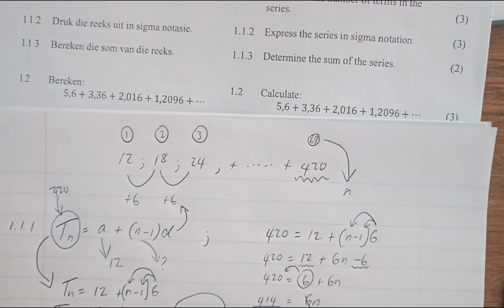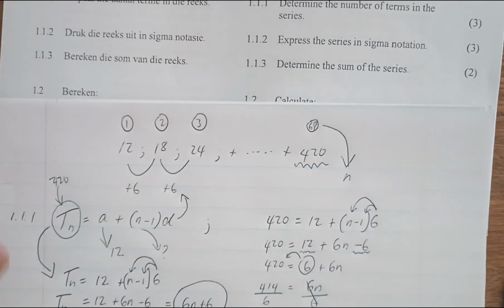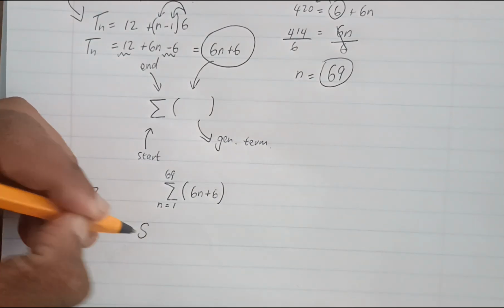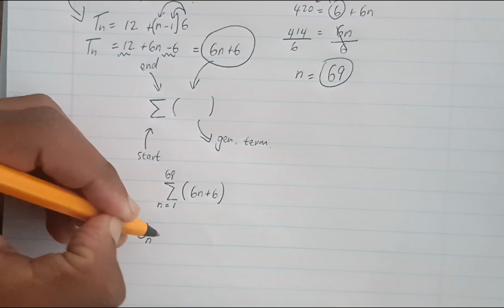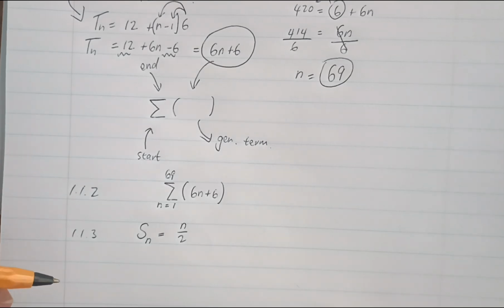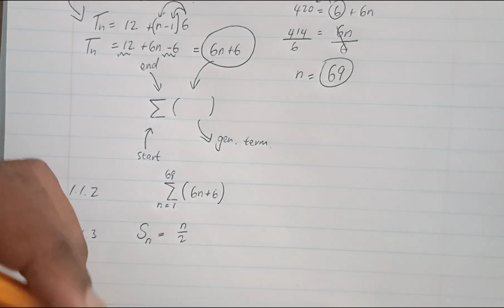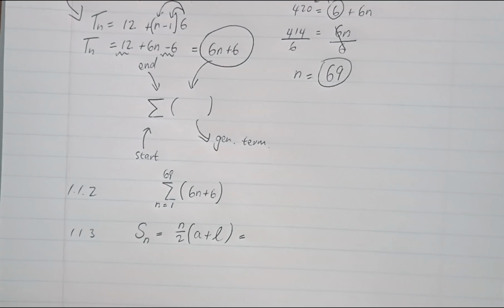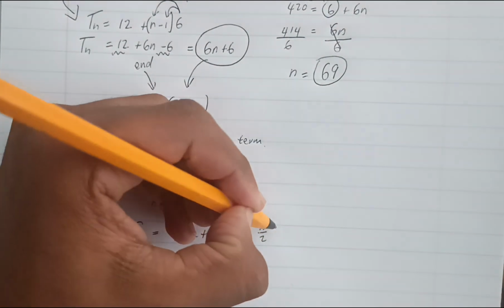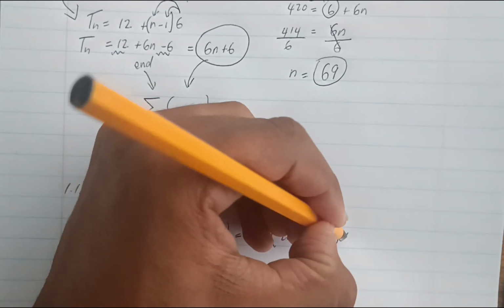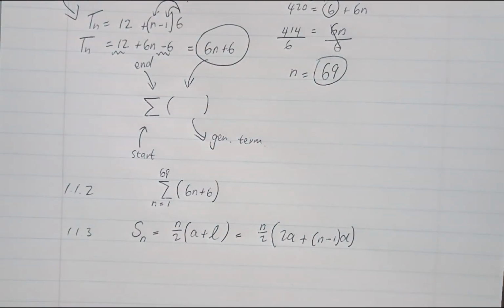All right, our next question over there, determine the sum of the series. So this is 1.1.3. We know it's going to be the sum. Okay, let's first write the general one: Sn equals n divided by 2. We actually have two formulas that we could possibly use over here, because we have the first and the last, so we could say a plus l. If we didn't have first and last, we could still say n over 2, and I think my formula is right, I think it is 2a plus n minus 1 d, close brackets. Let me just double check on my formula sheet that I've got the right formula there.